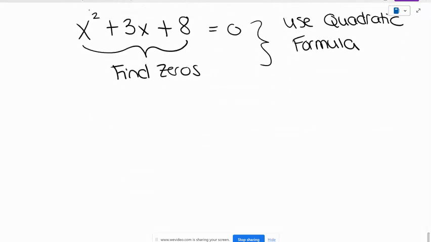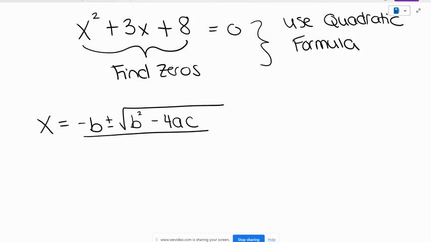Who remembers the quadratic? X is equal to, Nico? Negative b plus or minus square root b squared minus 4ac divided by 2a. All over 2a, you got it.